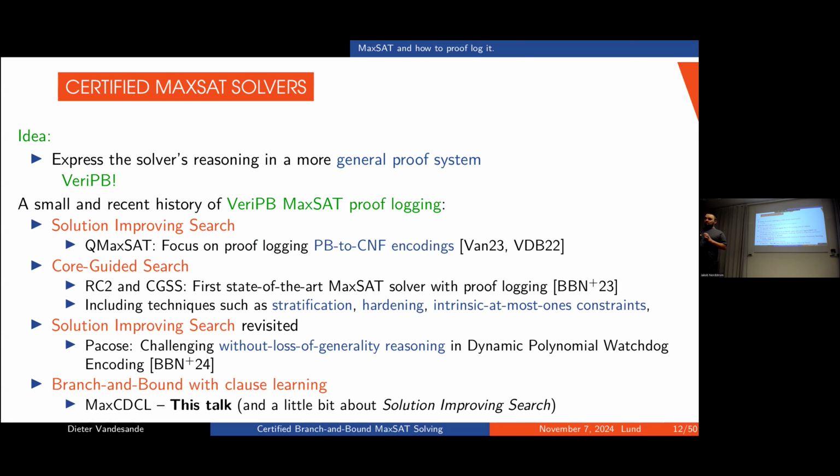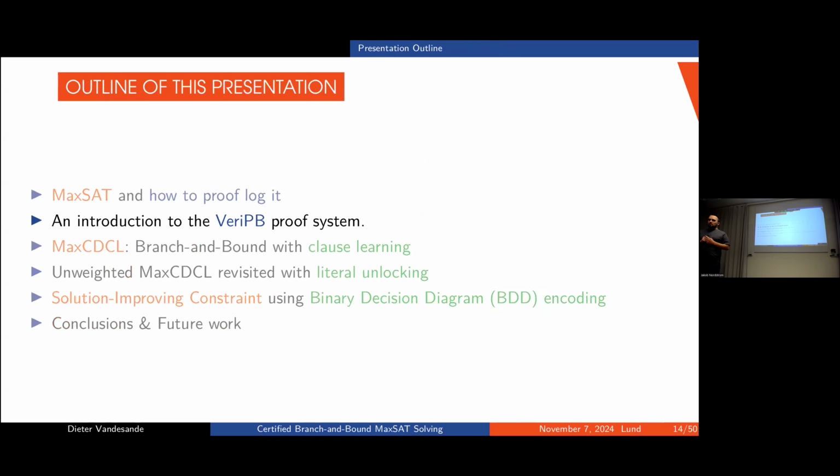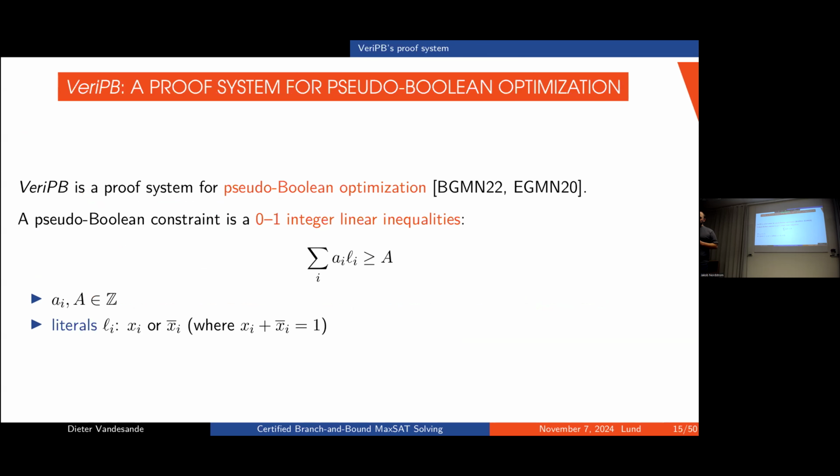And now this talk will be about branch and bound, which is a third category of MaxSAT solvers to which we are adding proof logging. And of course, in the end, maybe a little bit about solution improving search. Okay. But first, let me introduce you to VeriPB.